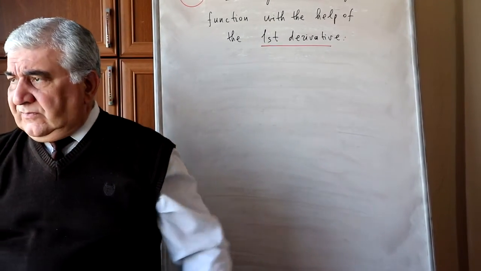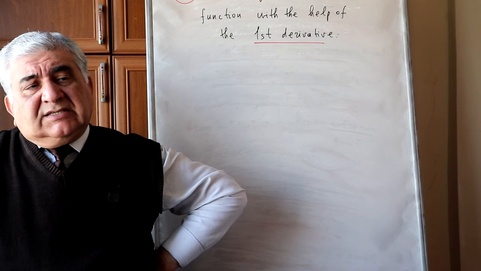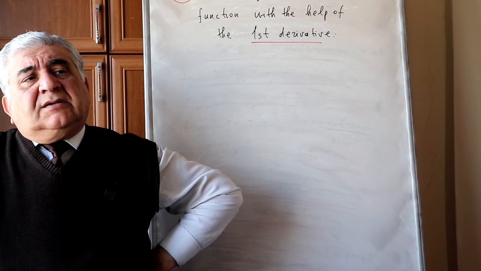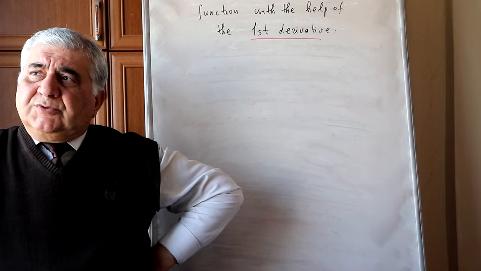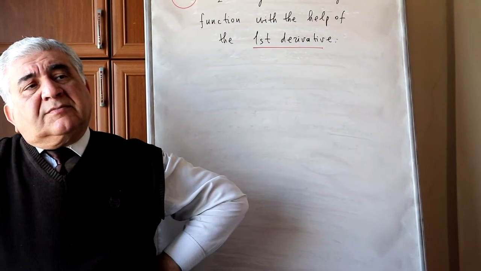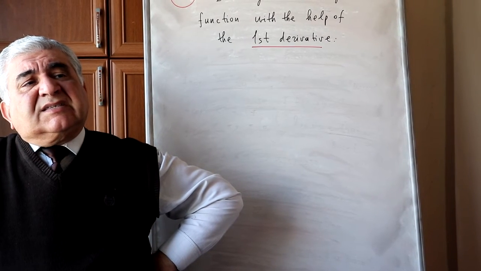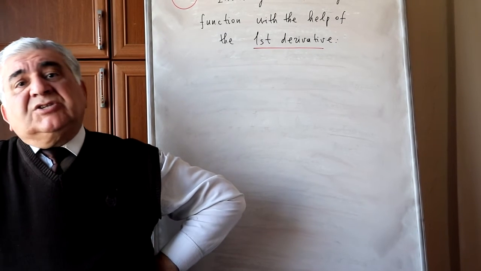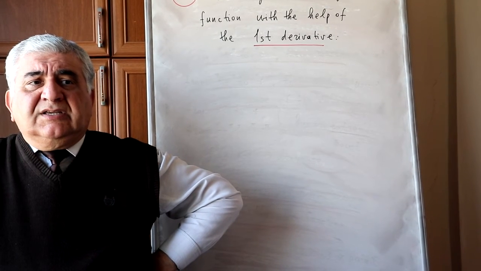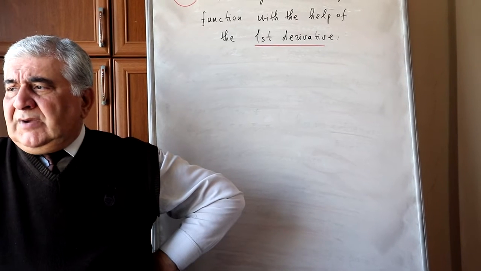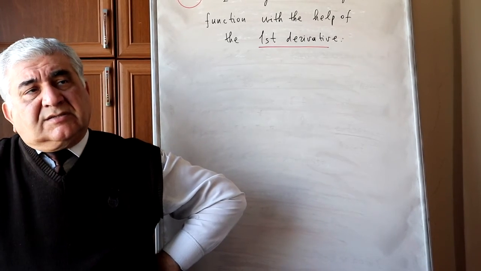Then the found critical points are marked on the real axis, then separate the whole real axis into intervals by the indicated critical points, and then find the signs of the derivative in each interval, and then use the sufficient conditions of the maximum and minimum points' existence.